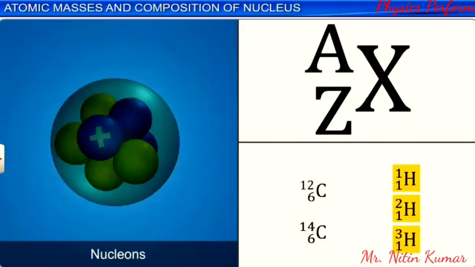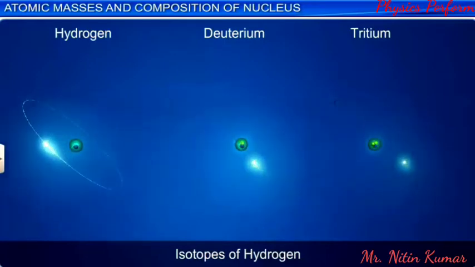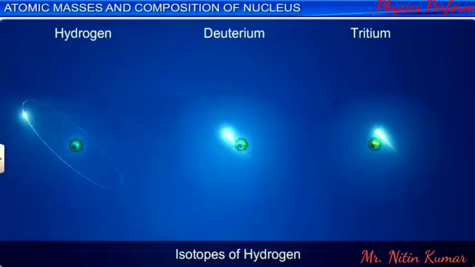H2 is referred to as deuterium and H3 is referred to as tritium. The deuterium nucleus has 1 proton and 1 neutron, whereas the tritium nucleus has 1 proton and 2 neutrons respectively. However, all isotopes of an element have the same number of protons and electrons. Since the chemical properties of an element depend upon the electronic structure, isotopes have identical chemical properties.